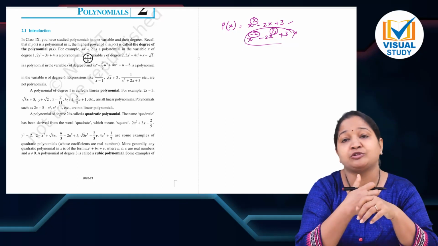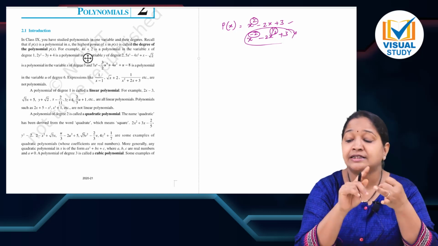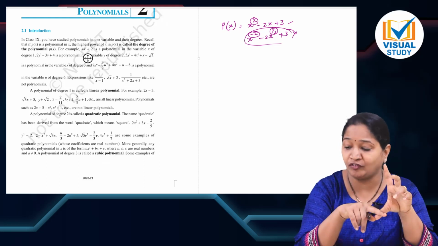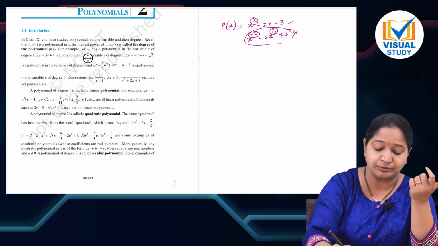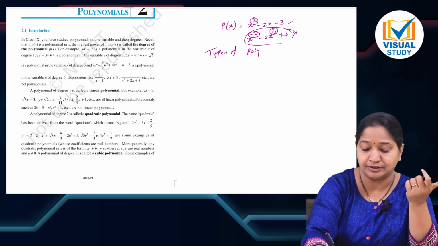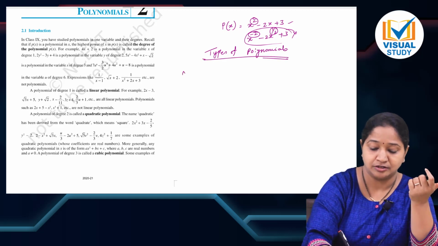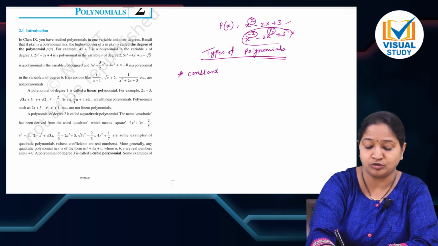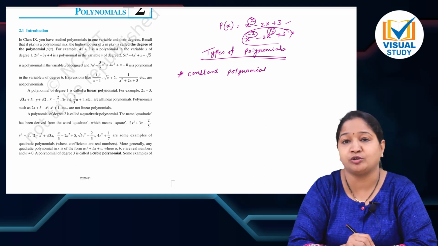There are many types of polynomials: constant polynomial, zero polynomial, linear polynomial, quadratic polynomial, cubic polynomial and biquadratic polynomial are also there. So how many types of polynomials are there? Types of polynomials. The first one is the constant polynomial. What is a constant polynomial?